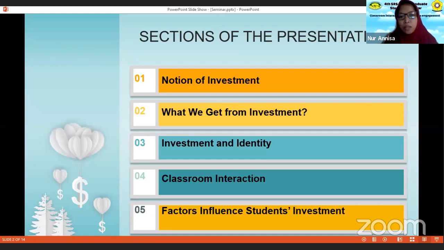Today my topic is about classroom interaction and students' investment in EFL context. In this presentation, what we would like to present first is the notion of investment, and then what we get from investment, and then the relation of investment and identity. The next is classroom interaction, and the last is the factors influencing students' investment.